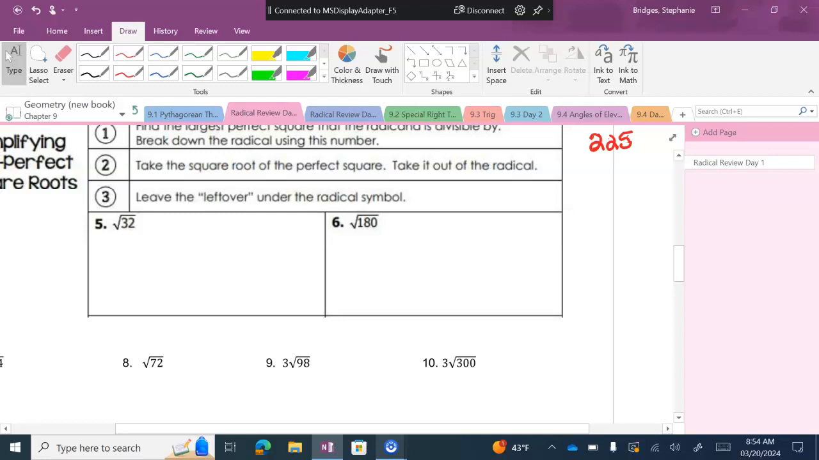Now here's the key. Sometimes these numbers have more than one perfect square that divides into it evenly. We need to make sure we find the largest perfect square. So here's the key to do this, and you need to listen and pay attention. I'm telling you how to keep from making mistakes here. I want to look at my list, and again, I will give this list to you. I want to know what number is closest to 32 without going over. On my list, what number is closest to 32 without going over? 25. So I'm going to start here.